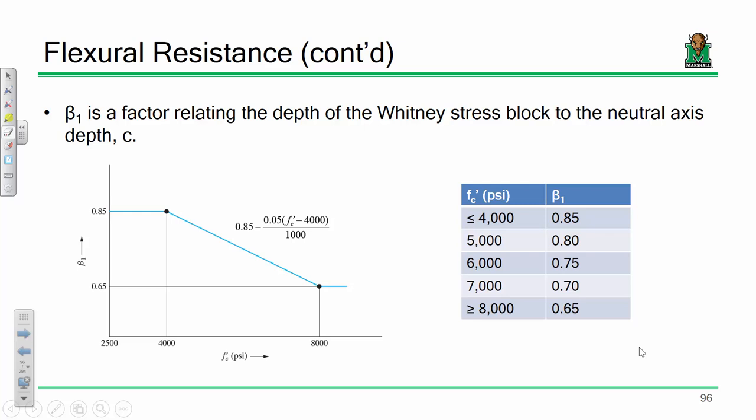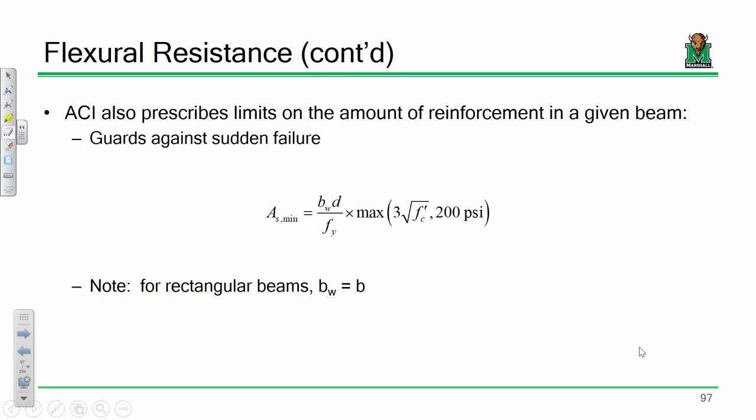Remember, okay, and I'll sort of write this here, this is beta 1 C, this dimension here. This is 0.85 f'c. That's 0.85, that's beta 1. For normal, typical concretes, for 4 KSI concretes, beta 1 just happens to equal 0.85. But to be crystal clear, this is not always 0.85, this is. So that's a really easy thing to mix up.